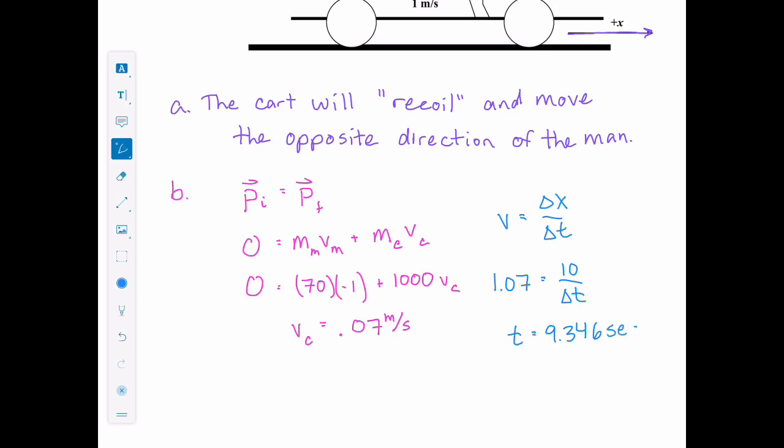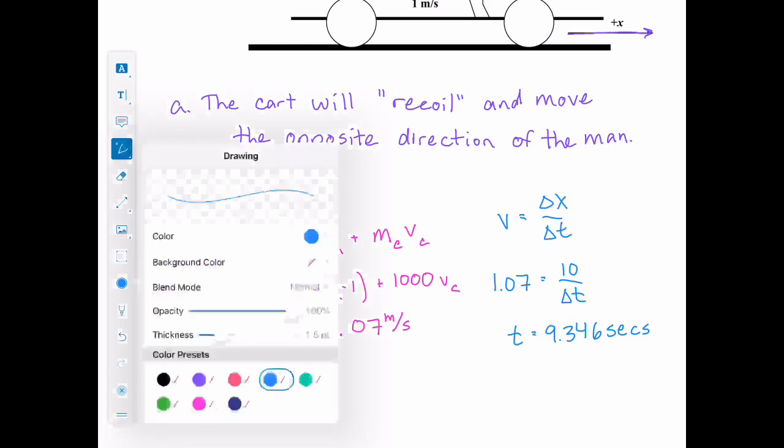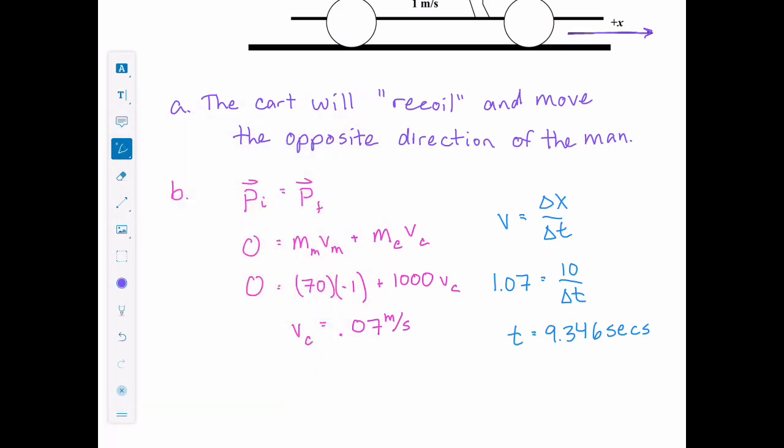9.346 seconds. If the cart could not move, it would take him 10 seconds because he would walk 1 meter per second for 10 meters. But because the cart is recoiling under him, he's essentially moving faster relative to the cart, so he gets to the other end quicker than the 10 seconds it normally would take him if the cart was not recoiling. Does that make sense? I hope so. Let me know if it doesn't.